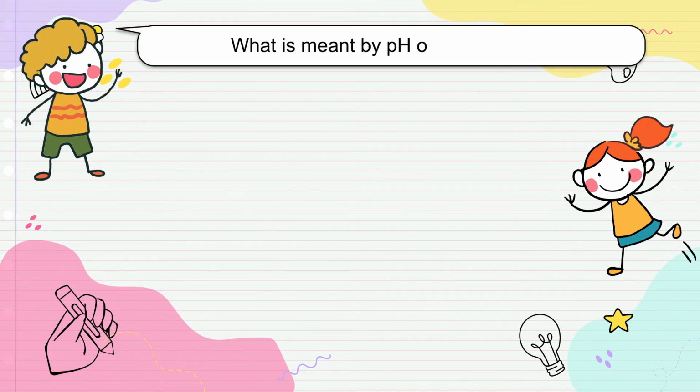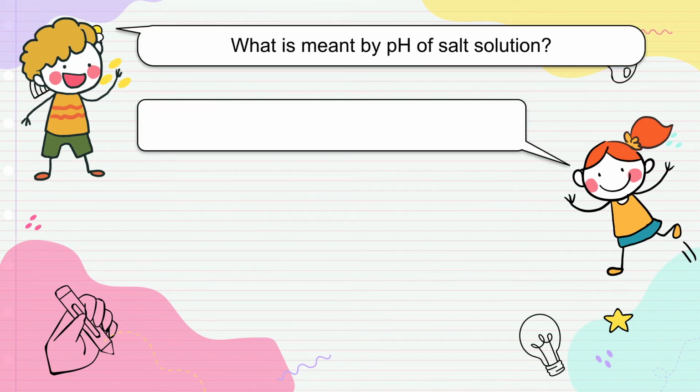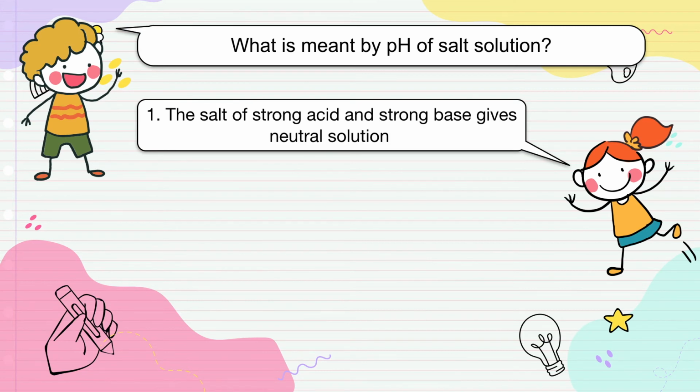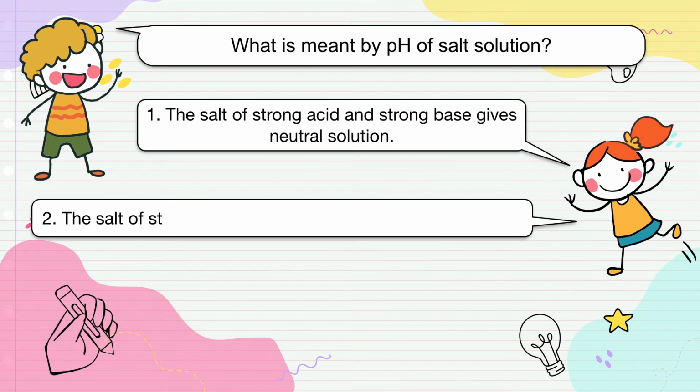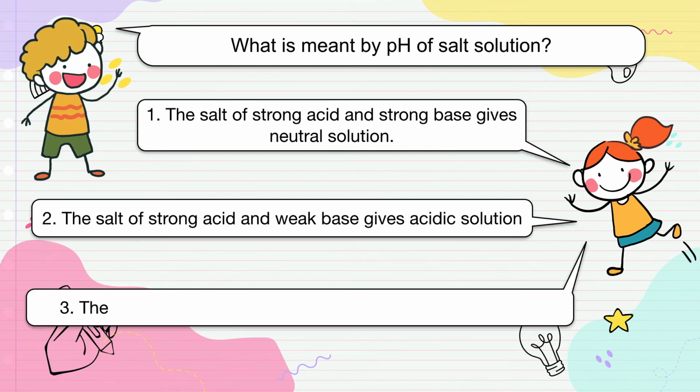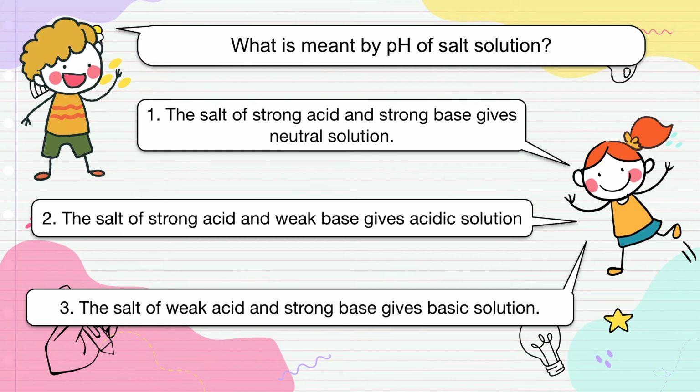What is meant by pH of salt solution? The salt of a strong acid and a strong base gives a neutral solution. The salt of a strong acid and a weak base gives an acidic solution. The salt of a weak acid and a strong base gives a basic solution.